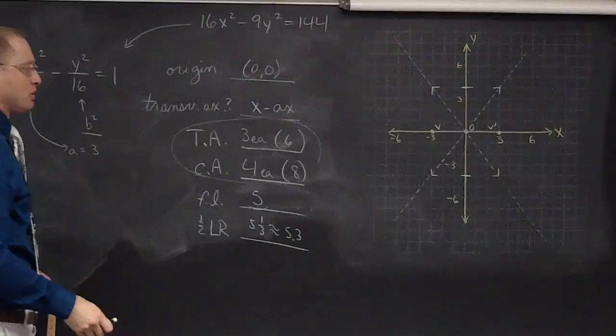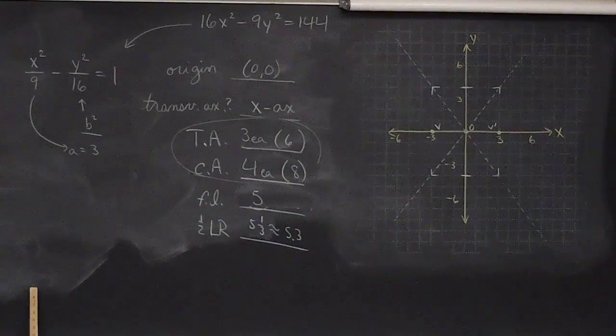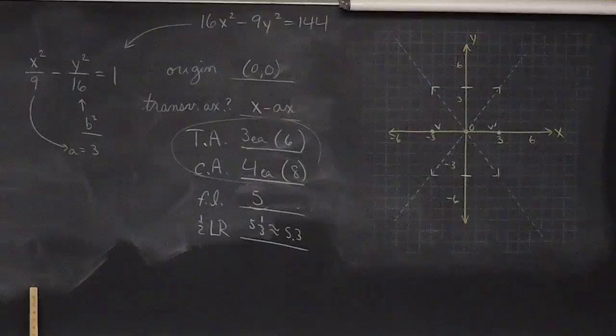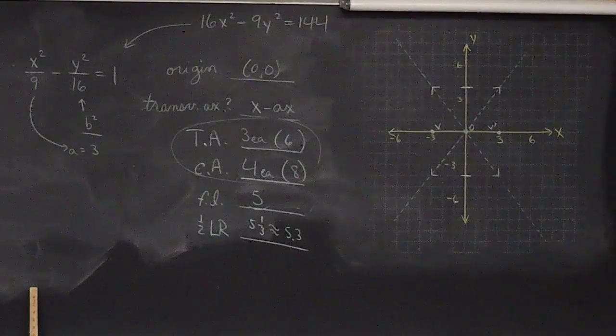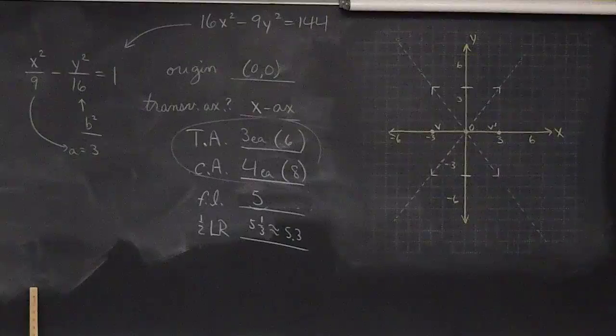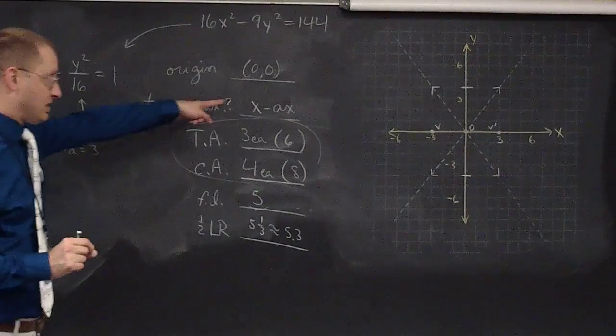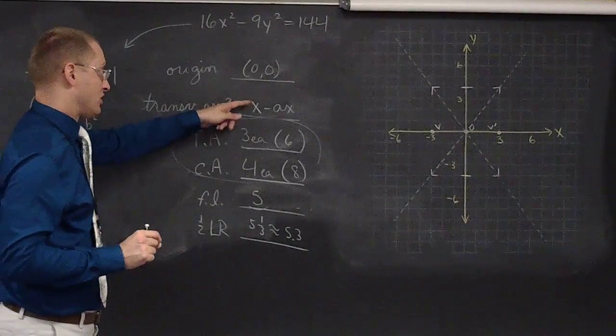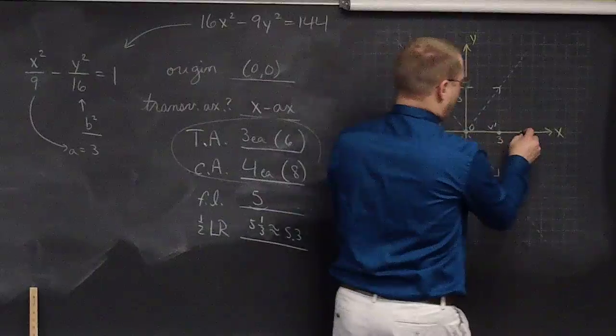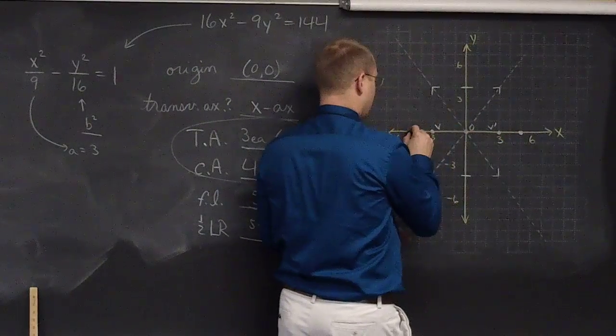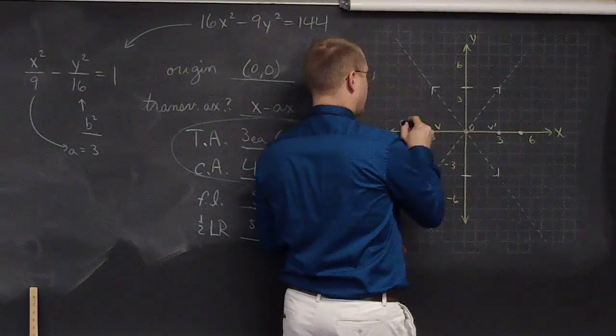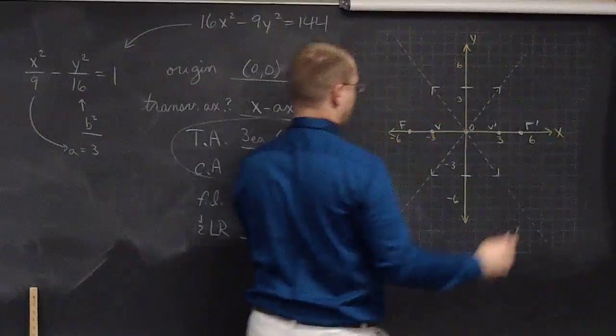All right, so get your asymptotes there, going through the corners and of course through the origin as well. All right, now, where do I measure the focal length from? The origin, along which axis? The x-axis. We're going to go 5 along the x-axis, starting from the origin. So out 5 in each direction, and these are the two foci.